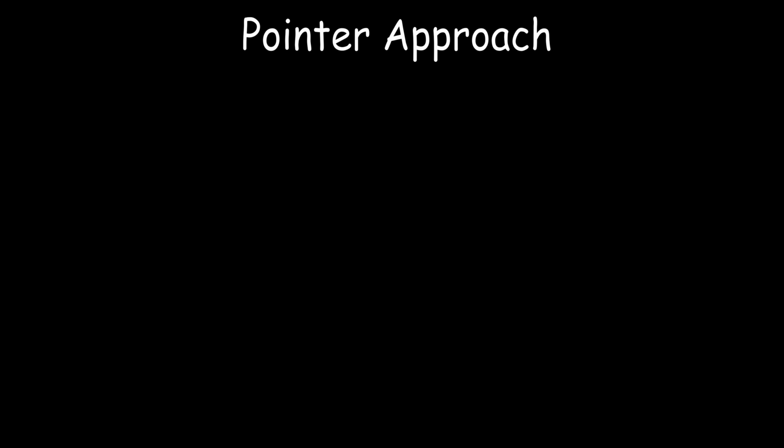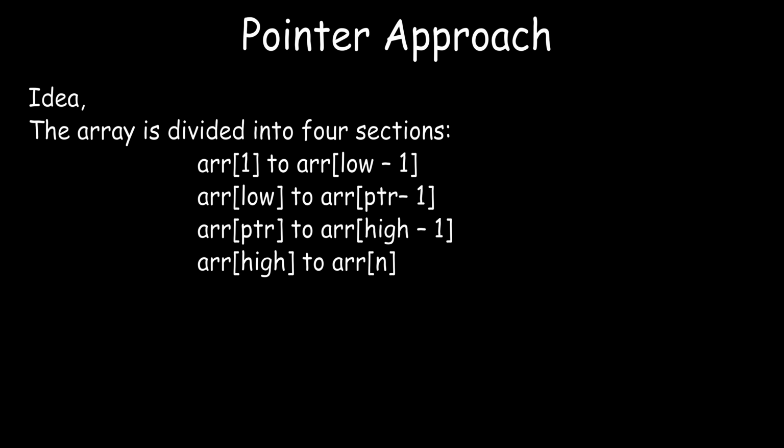The idea for this approach is to first divide the array into 4 sections: ARR of 0 to ARR of low minus 1, ARR of low to ARR of pointer minus 1, ARR of pointer to ARR of high minus 1, and finally ARR of high to ARR of n minus 1.